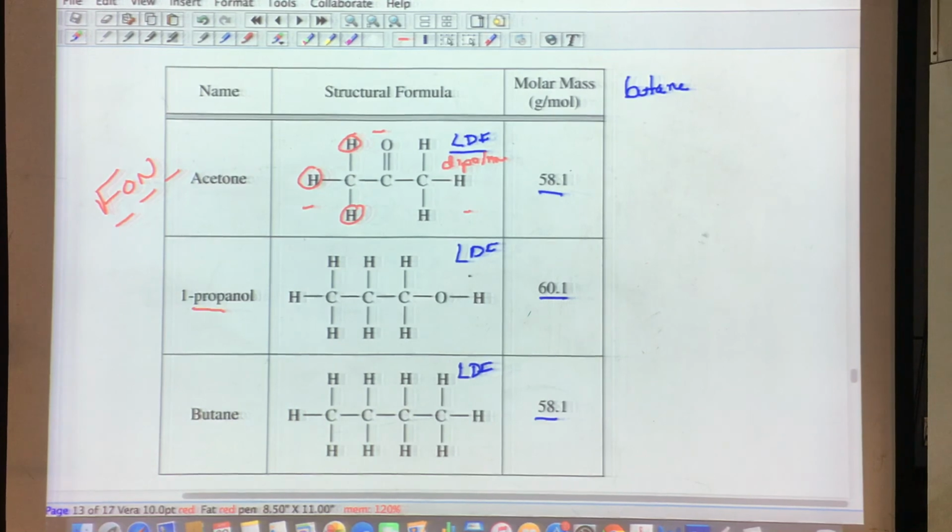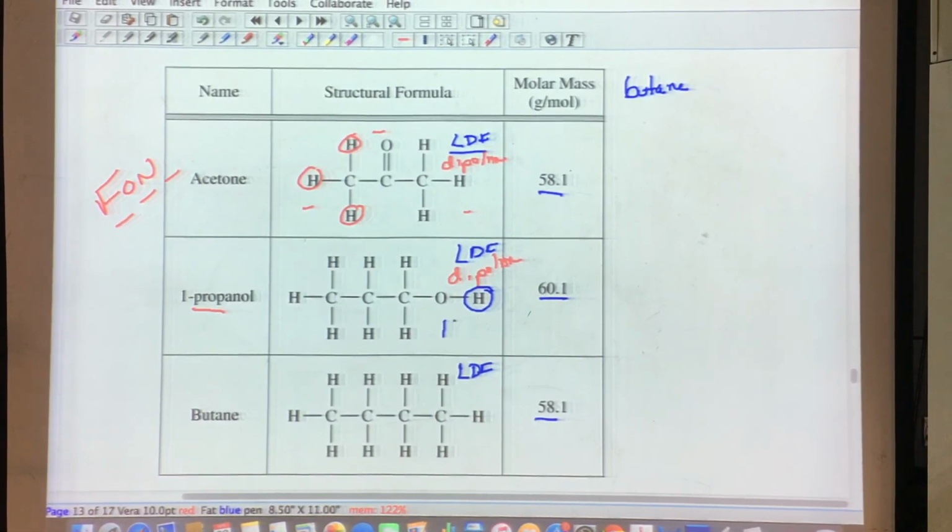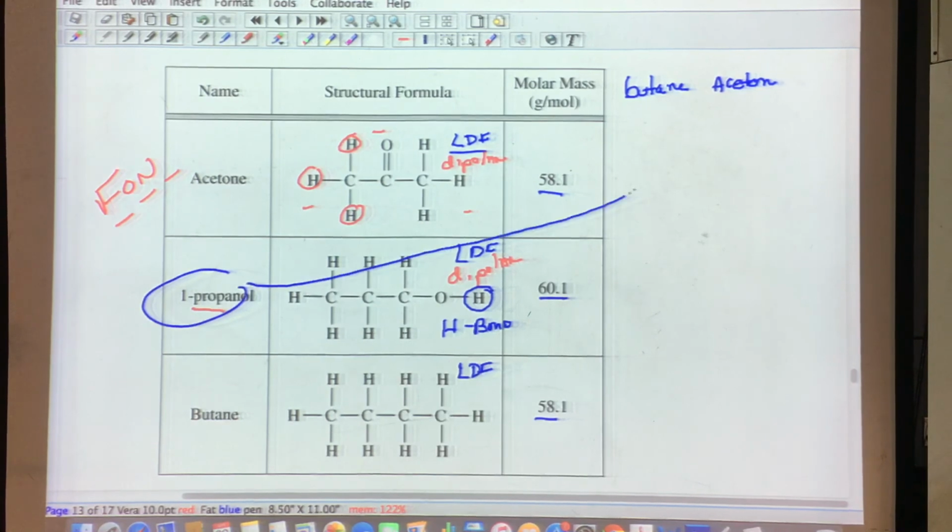Now what does 1-propanol have? It's polar, so it's got dipolar forces, correct? But what does it have? The other two don't. Right, this H is electron deficient, so this one has LDFs, dipolar, and H bonding. So if you were to tell me, list these in increasing boiling points, you would say butane. Who else? Acetone, because it's got fewer forces. And then the one with the highest is the one that's all three, 1-propanol.